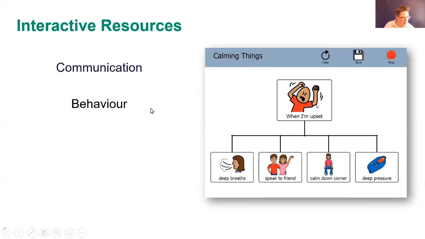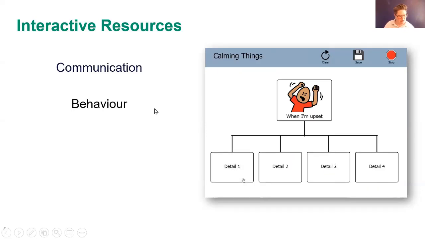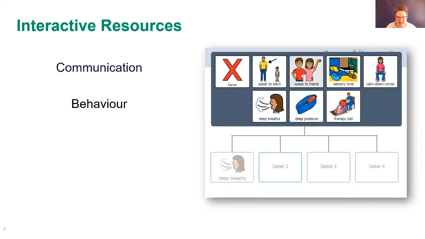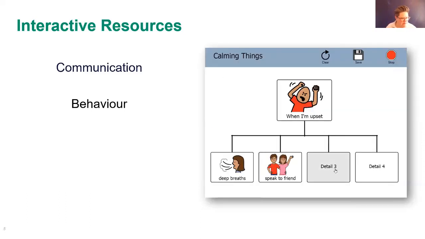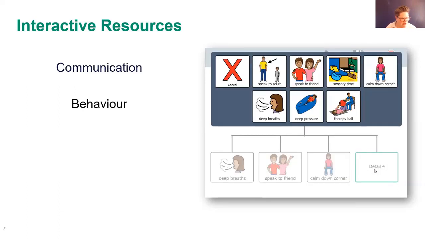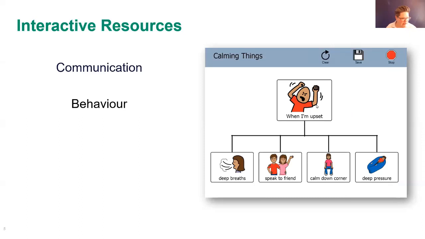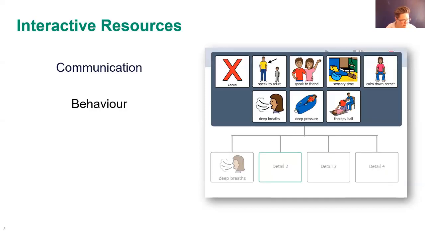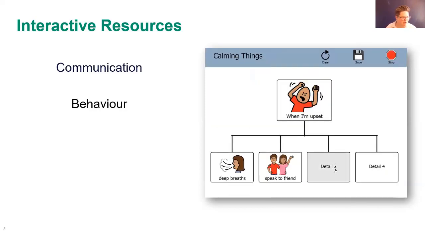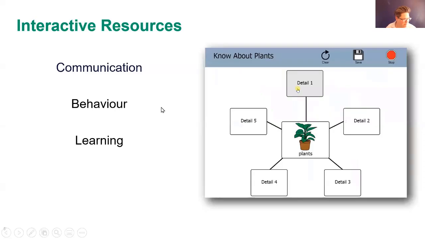Now, using a very similar template, we could do something similar, but maybe this time to look at supporting behaviour. This might be something that's talking about and looking at strategies that we may use to help us when we're feeling upset. Again, we can click on each of the boxes and then choose from some preset options that we've put in there. So we've got things like taking deep breaths, talking to a friend.